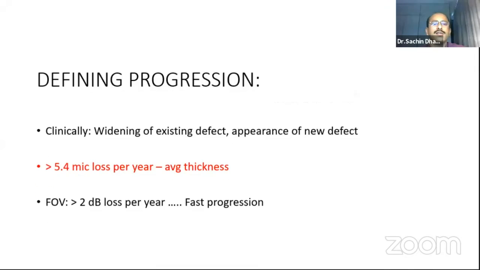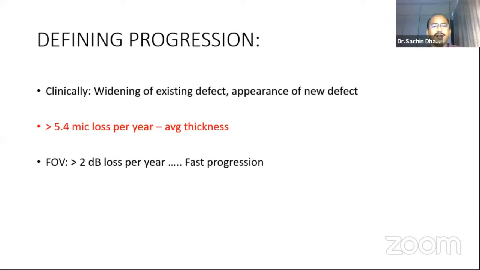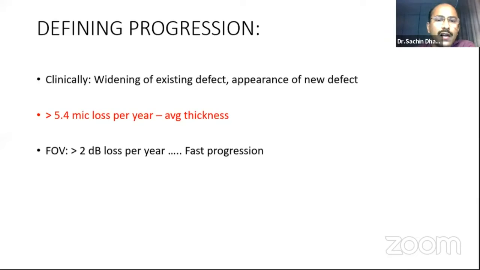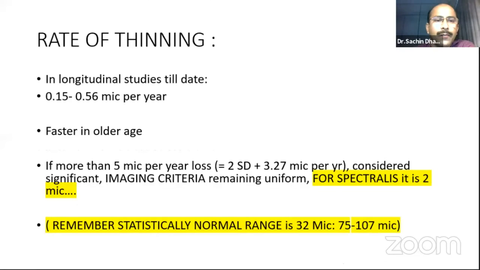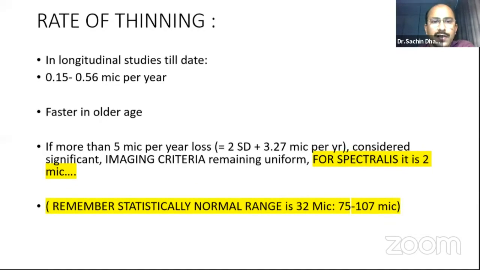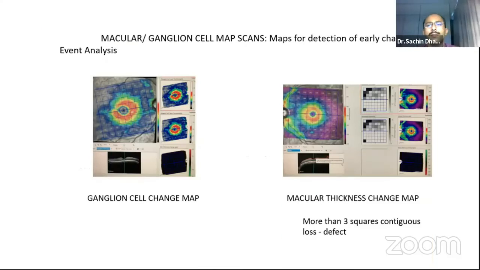Spectralis progression also you can make out very easily. You can see progression clinically as widening of a defect or appearance of a new defect. You can see changes in average thickness, and you can see changes in the decibel value. The rate of thinning in normal people is 0.15 to 0.56. For Spectralis, you can pick up changes as small as 2 microns due to its horizontal and axial resolution.